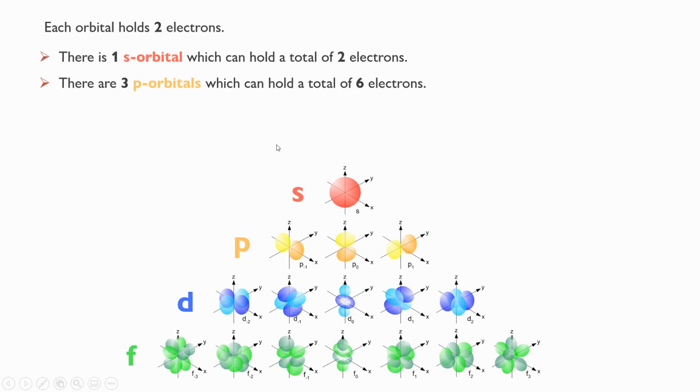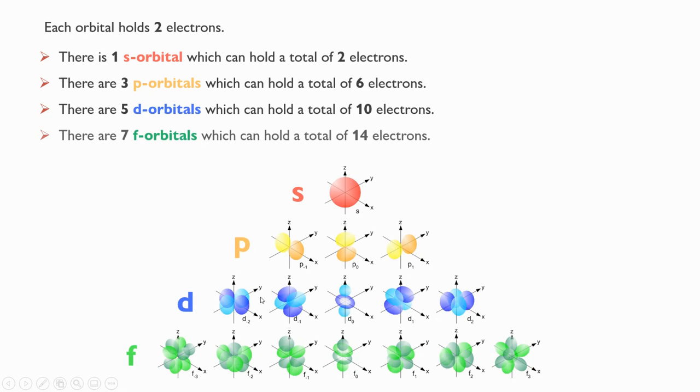Keep that in mind. There are five d orbitals, which can hold a total of 10 electrons. Since each orbital can hold 2 electrons, it's 2, 4, 6, 8, 10. The d orbitals can hold a maximum of 10. And the seven f orbitals can hold a total of 14: 2, 4, 6, 8, 10, 12, 14. We will be getting into that here in a second. Don't freak out. Orbitals are going to be assigned a specific energy level.